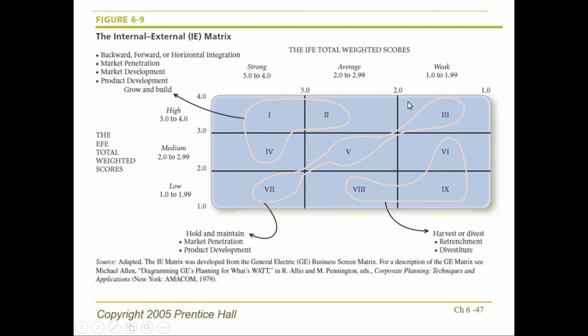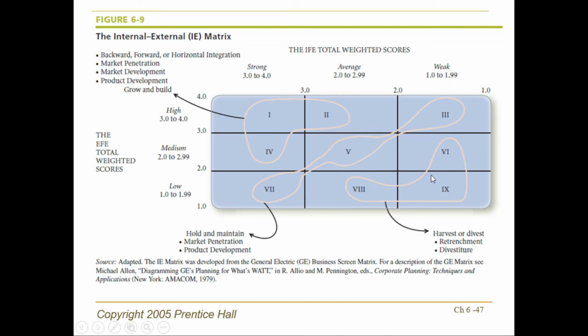But if your firm lies on the diagonal, box number 3, box number 5 and box number 7, so if you are lying in the diagonal boxes, then you go for what? Hold and maintain. You should hold your firm and maintain it by market penetration and product development.